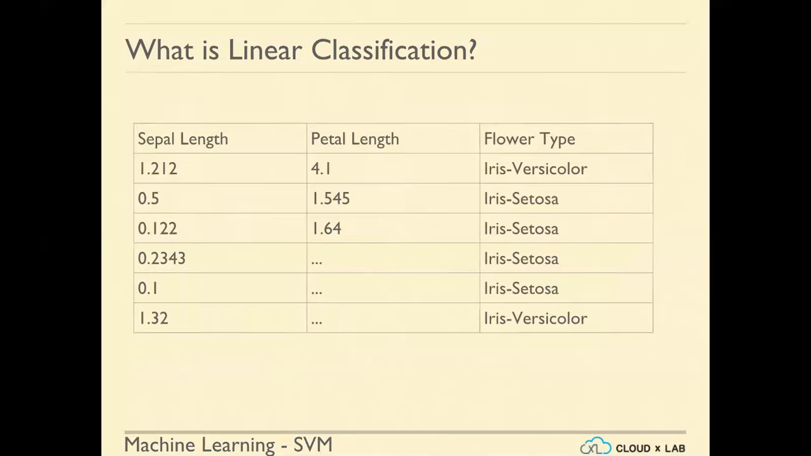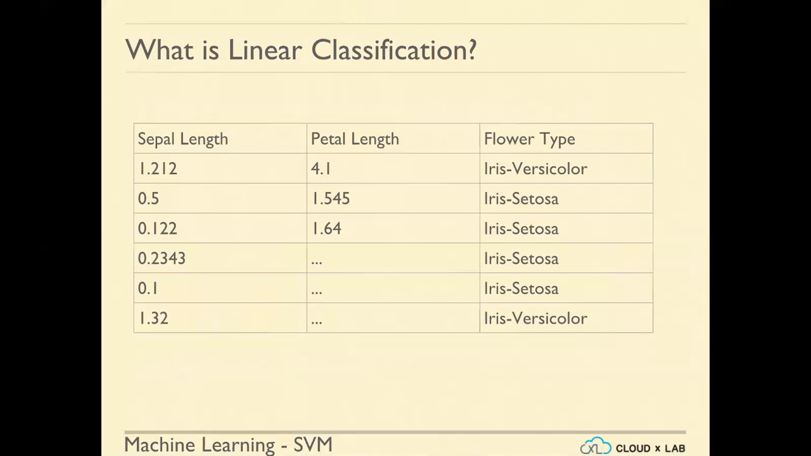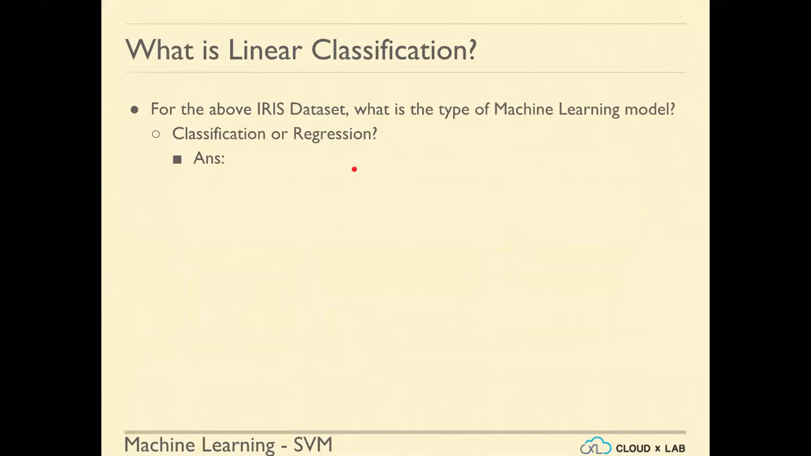So again, here are some more questions. For the above iris data set, what are we trying to achieve? This is our target. This is our sepal length or petal length. So quickly, is it regression or classification?